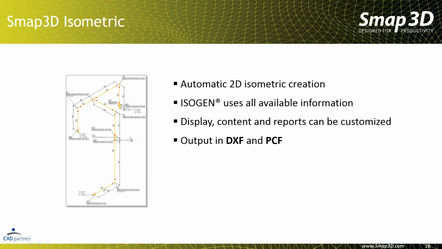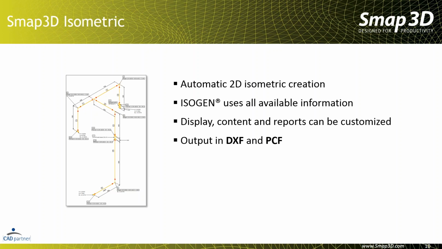Last part is the isometric. They are automatically generated out of the 3D piping, so all the information is coming out of our Smap3D piping. We are based on ISOGEN, which is the market leader in the isometric drawing business, I would say. I think they have around 80% market share. So I think everybody who has to do with isometrics knows ISOGEN.